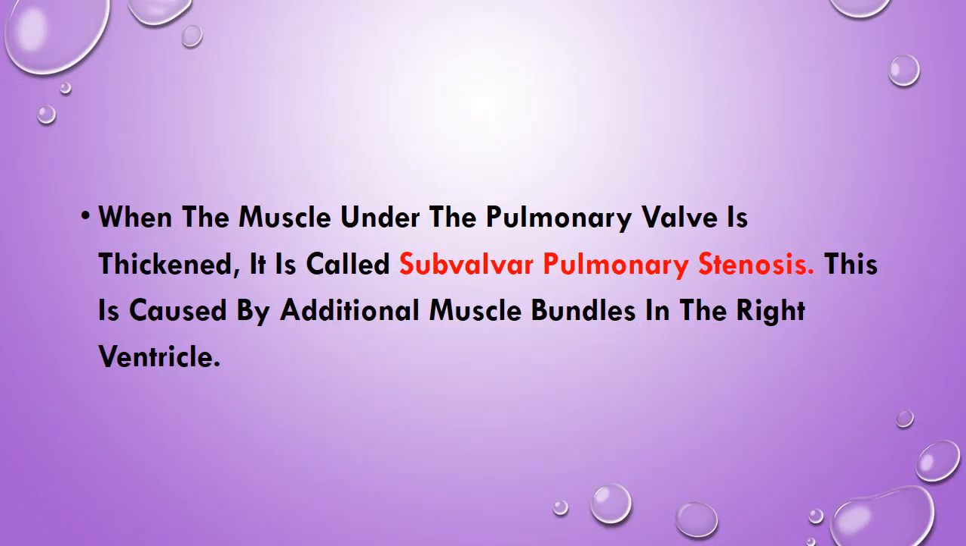When the muscle under the pulmonary valve is thickened, we call it subvalvular pulmonary stenosis, and this is mainly caused by additional muscle bundles in the right ventricle.